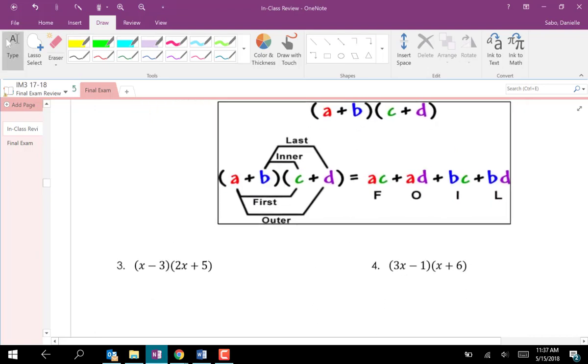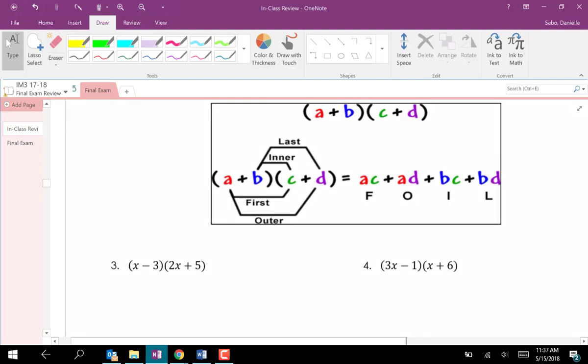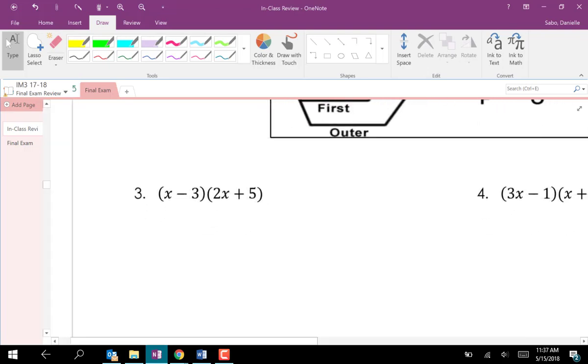Here is that claw. Remember the claw I used to talk about? The claw. First, outer, inner, last. You guys like these. It's the reverse of factoring. Okay? So we just do the claw. We're actually multiplying. So in red, what is x times 2x? I heard it from Julian, I think, 2x squared. Okay? And then in green, x times 5.